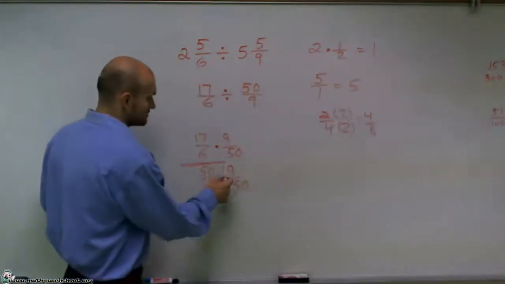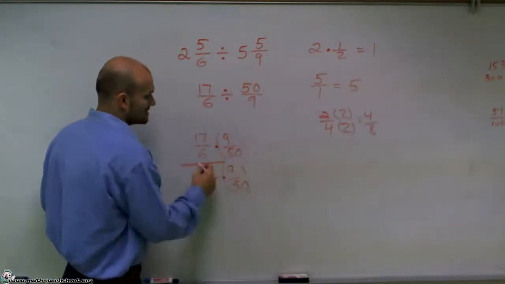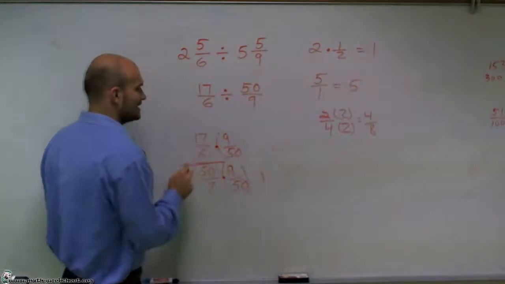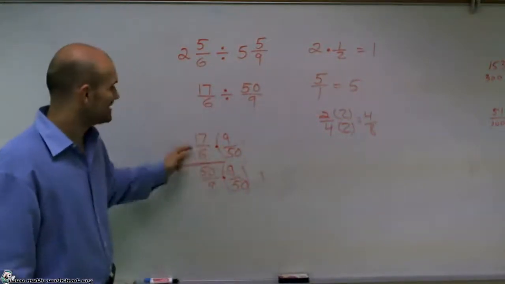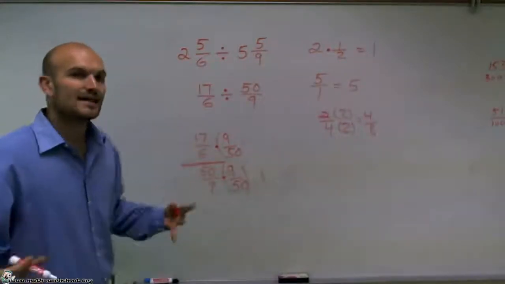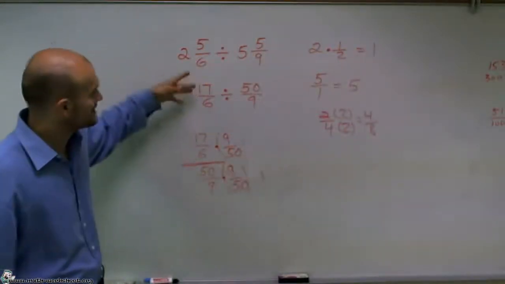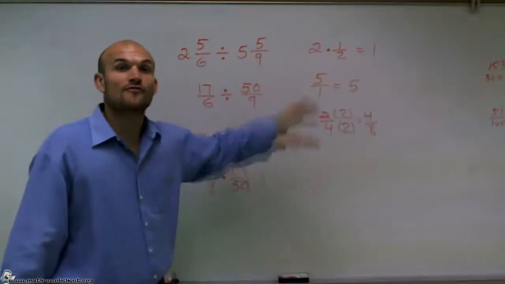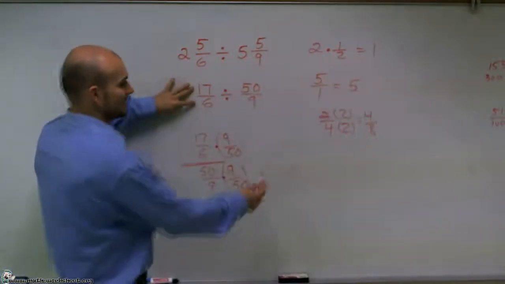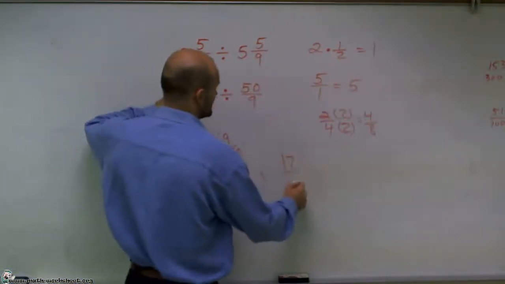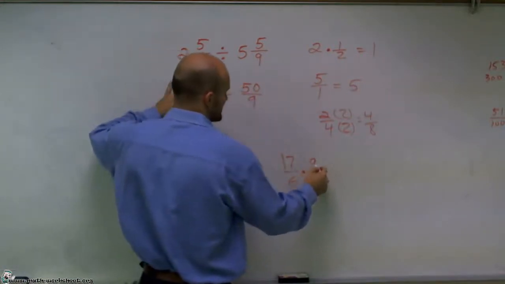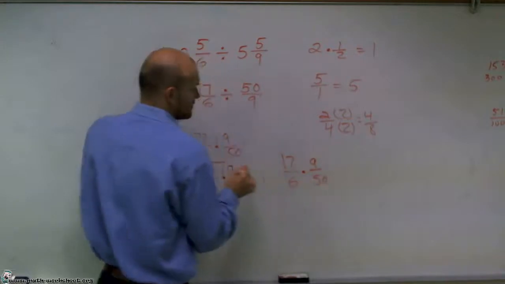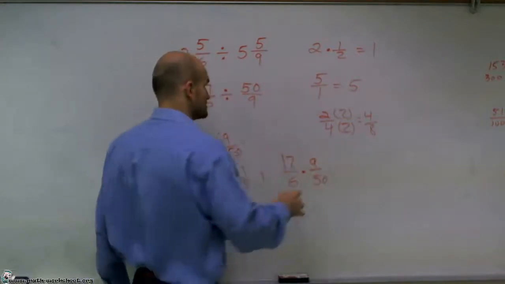When doing that, this now cancels to 1, and here what I've done is I've just now turned a division problem into a multiplication problem. And that's kind of the more formal rule that we look at when we say, hey, don't divide fractions, flip and multiply. So that's exactly what all I need to do. 17 over 6 multiplied by the reciprocal of your divisor, which is 9 over 50. Now I just multiply across.